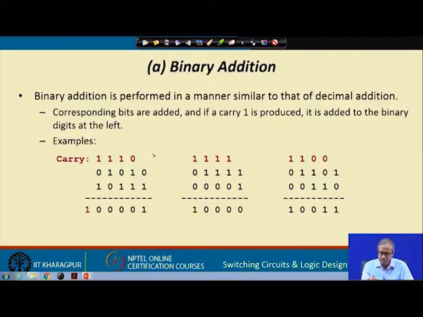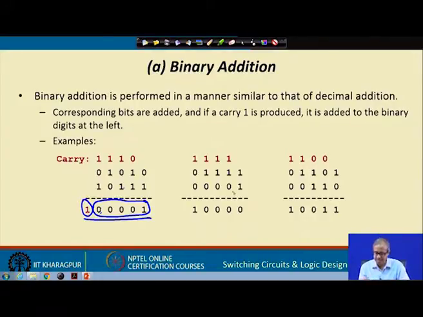So, initially there is no carry. 0 and 1 are added, giving 1, no carry. Then 1 and 1 means 2, so 0 will be the sum and 1 will be the carry. 1, 0, 0 again is 2, so 0 with a 1 carry. 1, 1, 0 again is 2, so 0 with a 1 carry. 1, 1, 0, 1 is 0 with a 1 carry. So, this will be my final result. This is my 5-bit result and there is a carry which finally comes out, right.